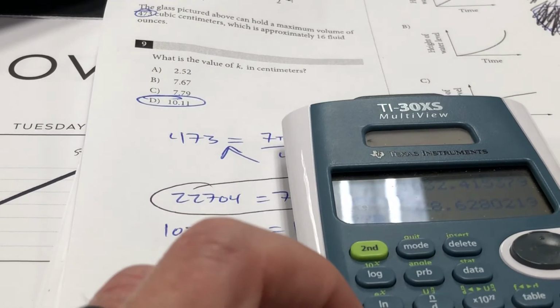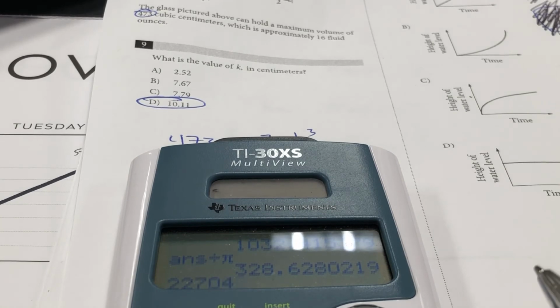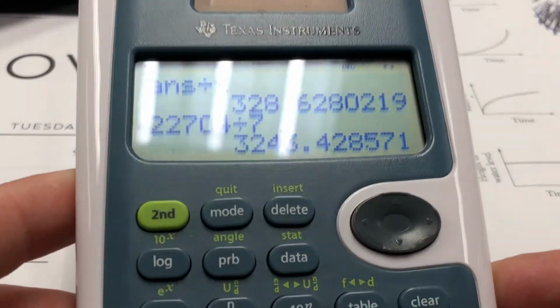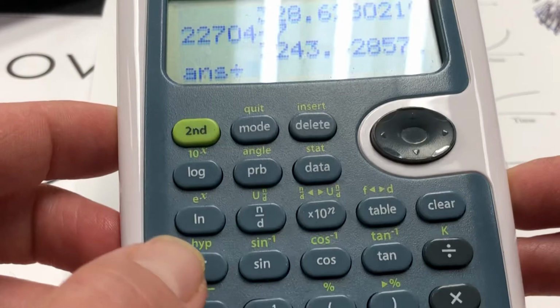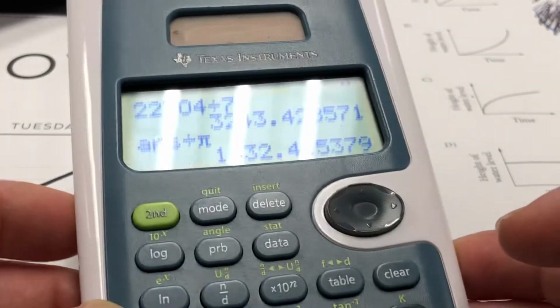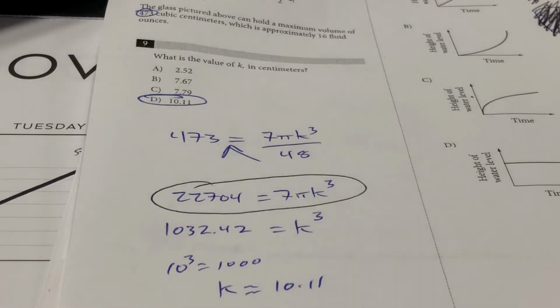Okay, so you're going to do 22,704. First divide it by 7. And then divide it by pi, there's literally a pi button right here. Okay? So 10,032.42 is equal to K to the third. If 10 to the third's 1,000, then K's got to be just a little bit over 10.